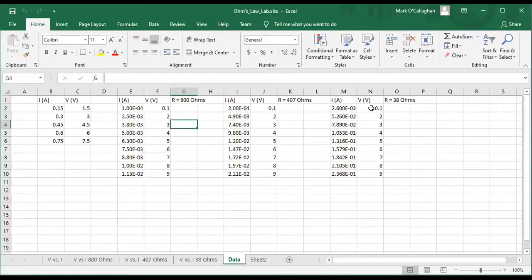So the voltage goes from 0.1 to 9, but the current will go from like 2.6 times 10 to the negative 3 to 0.238. So the current here is about a factor of 10 greater than the current right here. If you look at the vertical axes, they will be the same each time. They're all going to be basically 0 to 10, because I'm taking the voltage readings from 0 to 10 each time. What's different is going to be the current axis.